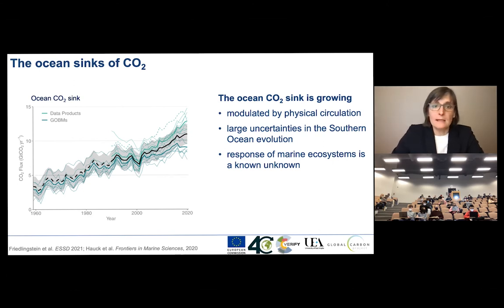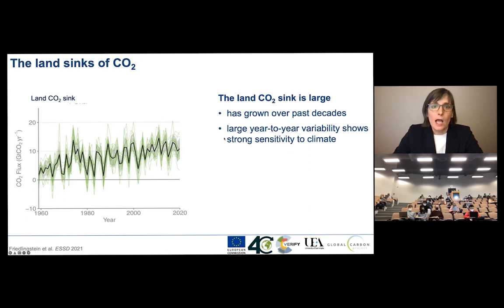You see, in the last decade, particularly large uncertainty that comes from the evolution of the Southern Ocean, because winds have picked up in the Southern Ocean, and the Southern Ocean is extremely windy and extremely active as a carbon sink. There's also a big known unknown in the ocean, where ocean acidification in particular is affecting marine ecosystems in a way that is not known and could influence the uptake of carbon in the ocean. On land, the land sink has grown over the past decade, but it has a huge year-to-year variability.